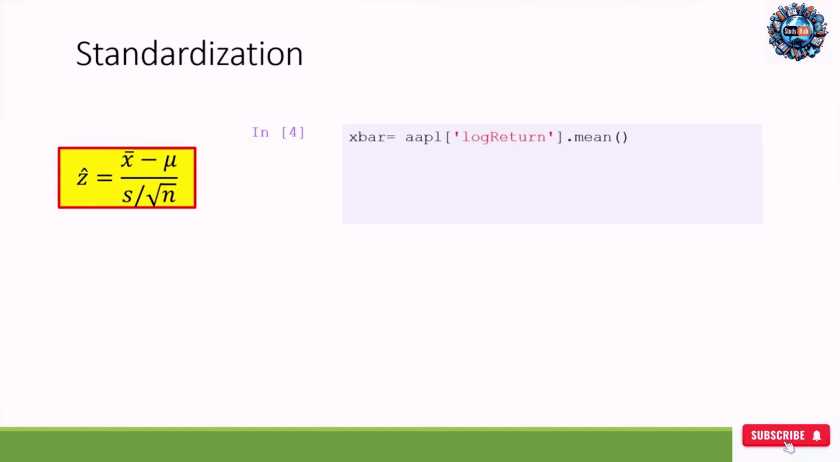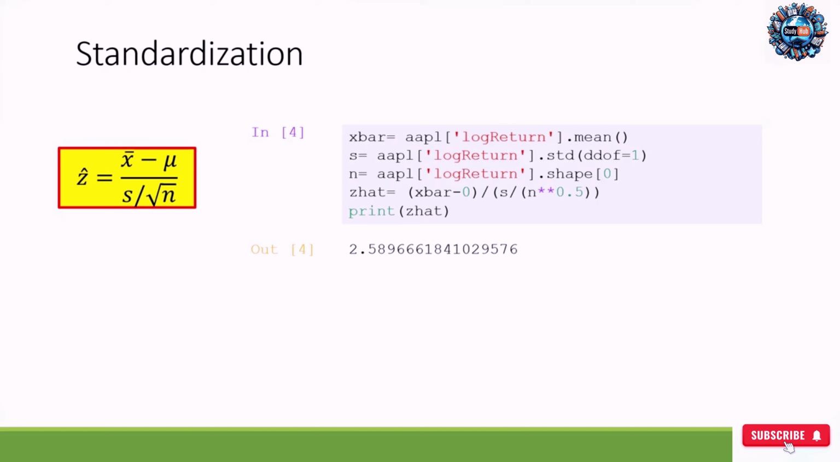With a large sample, t hat follows the z distribution. Hence, we denote this statistic using z hat to emphasize that it follows the z distribution. We can compute z hat using Python. X bar is the sample mean, the average daily return. S is the sample standard deviation. N is the sample size. Z hat equal to 2.5897 is a standardized statistic. We use mu equal to 0 because we assume the null is correct at the beginning.